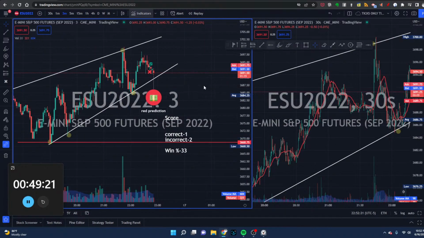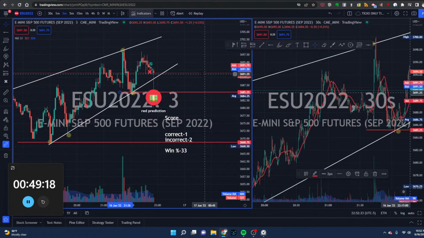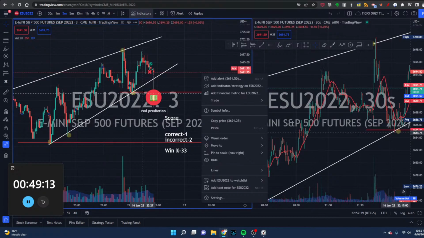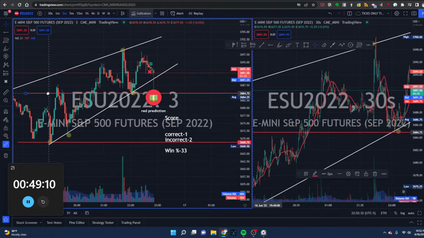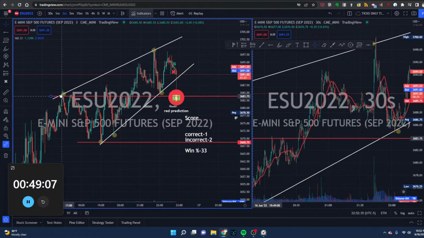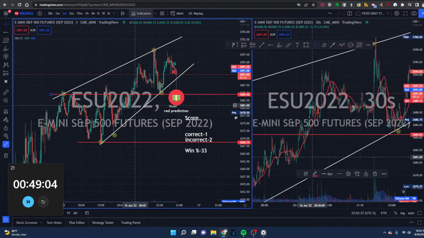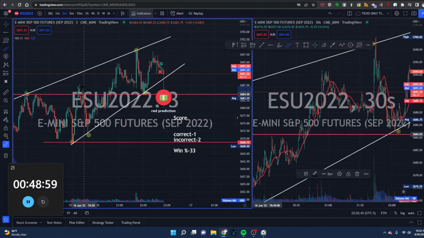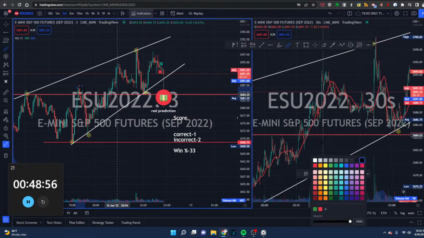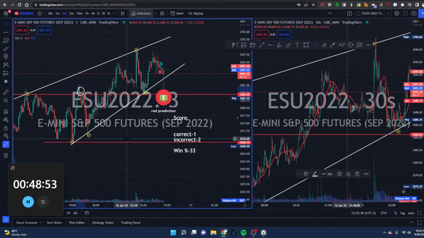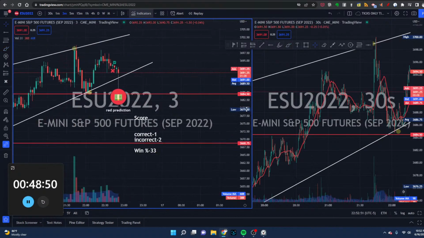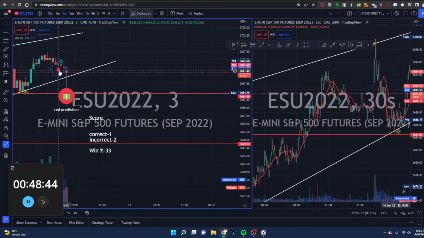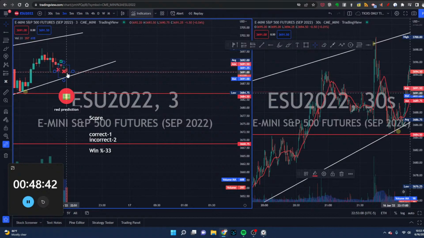We got another level of support here. Yeah, kind of lines up with this. We cross through these two candles, but we get these. So I'd be counting this here as a false break. Right here. Count that as a false breakout. Another red prediction on this though. We did not get that one.